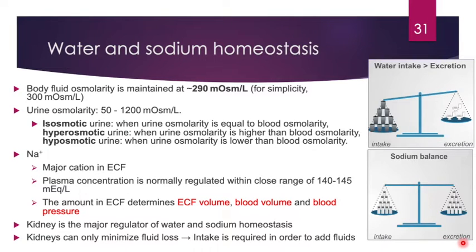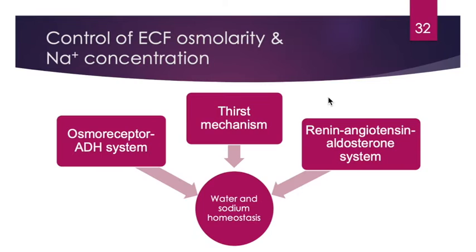Kidney is the major regulator of water and sodium homeostasis. However, it is important to note that kidney can only minimize fluid loss. Intake is required in order to add fluids in the body. There are basically three mechanisms for water and sodium homeostasis: osmoreceptor ADH system, thirst mechanism, and renin-angiotensin-aldosterone system.